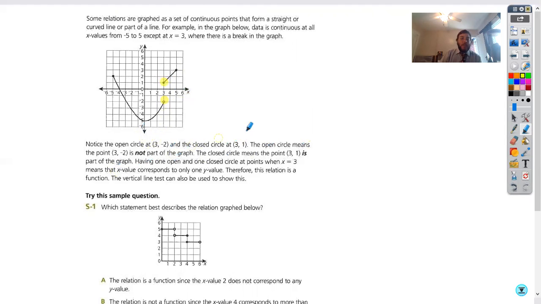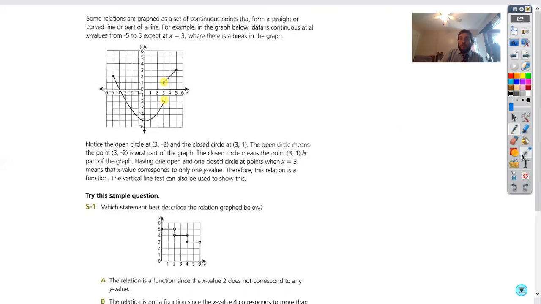The open circle means the point (3, -2) is not part of the graph, but the closed circle means that (3, 1) is part of the graph. Having one open and one closed circle at points where x is equal to 3 means the x value corresponds to only one y value. Therefore, this relation is a function. And the vertical line test can be used to show this.